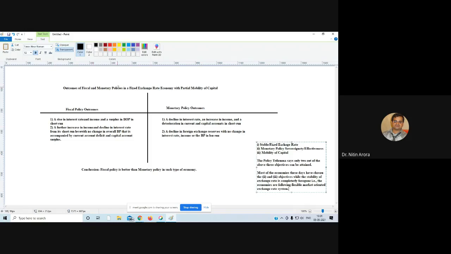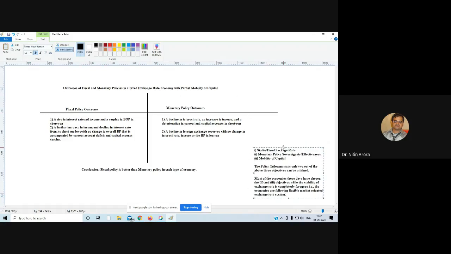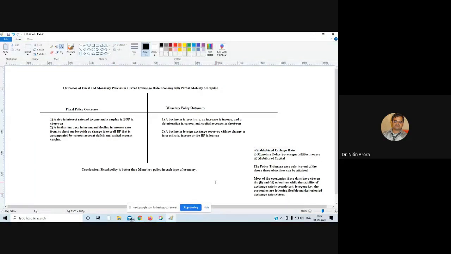If we compare the outcome of fiscal and monetary policy in a fixed exchange rate economy and in a flexible exchange rate economy, then this conclusion emerges that out of the three objectives, two can be chosen and one has to be foregone by any economy. Ultimately the economies have chosen the second and third one, and they have foregone the first one because economies are now following the fully flexible exchange rate system. So exchange rate is not stable for these days' economies. But this is called the policy trilemma or Trinity, the international Trinity in other language.